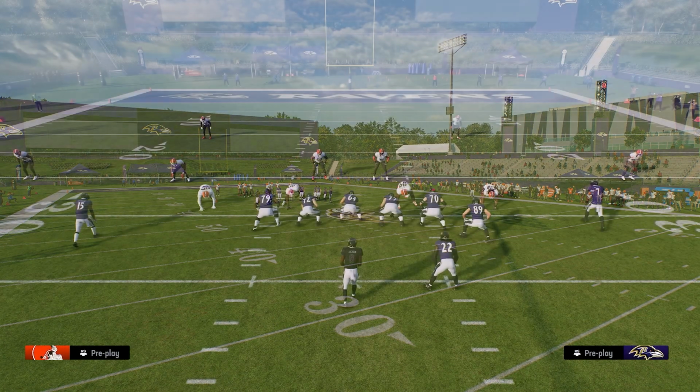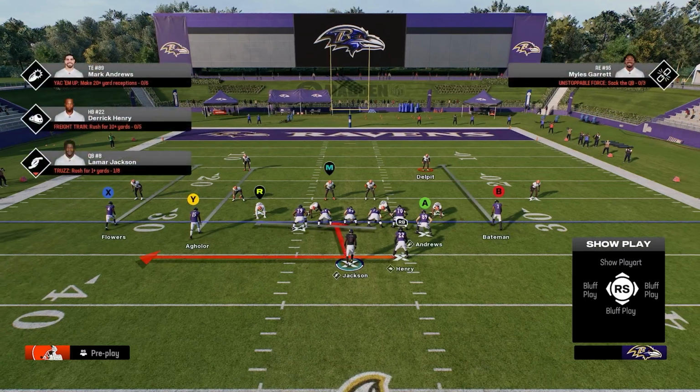Now, when we come out on this play, this is a read option where we're going to have a read key defender, which you can see is the left side of the screen, defensive end. And what he does determines what we do. Do we hand it off or do we keep it with the quarterback?